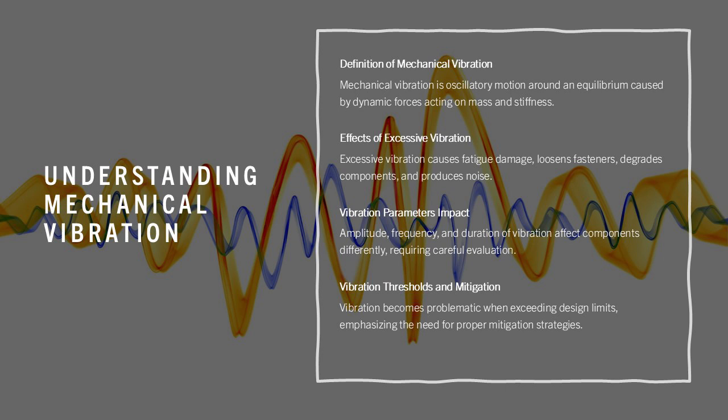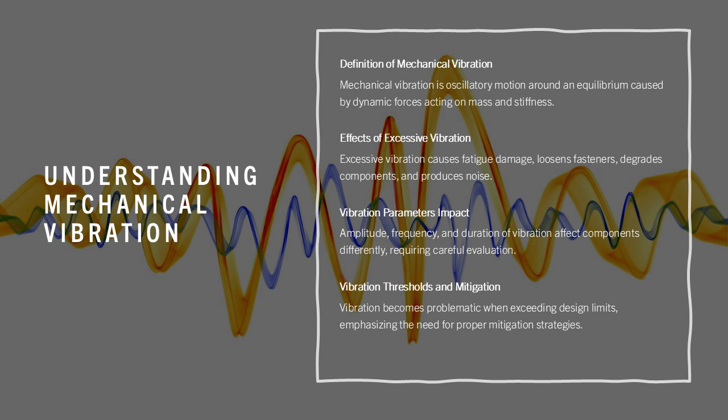While some vibration is unavoidable, excessive vibration can accelerate fatigue damage, loosen fasteners, degrade bearings and seals, and generate unacceptable noise. From a reliability standpoint, vibration is one of the most common precursors to mechanical failure. Engineers must consider vibration amplitude, frequency, and duration, as each affects components differently.